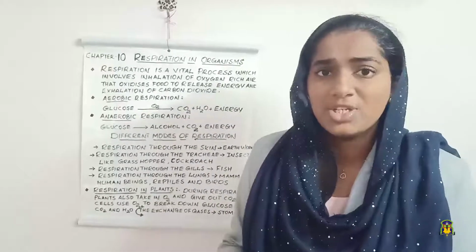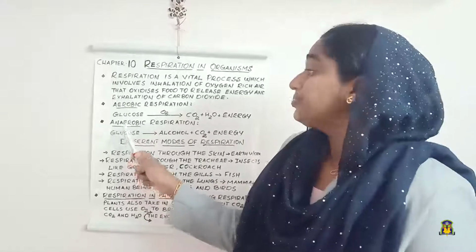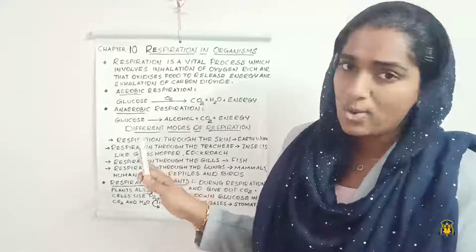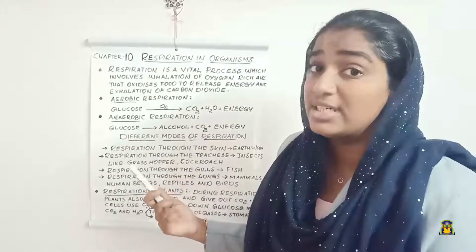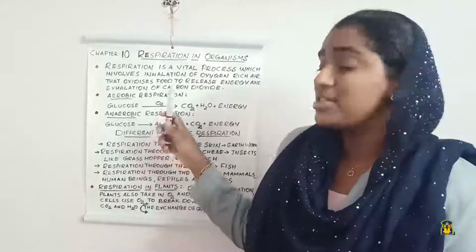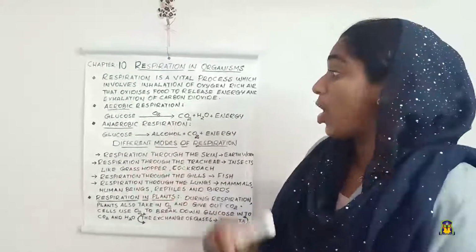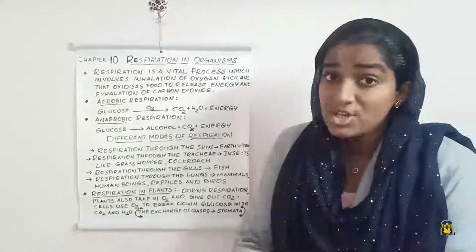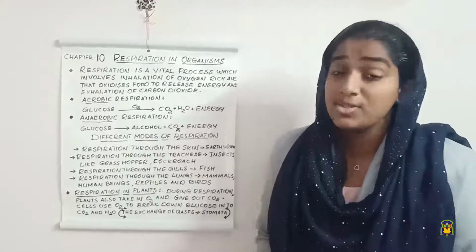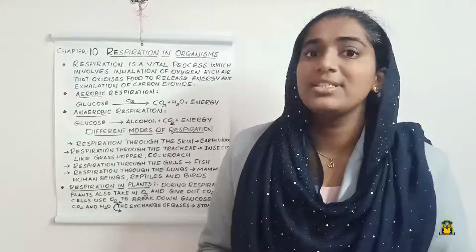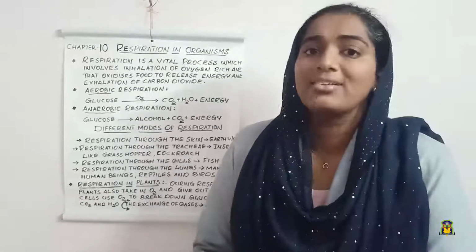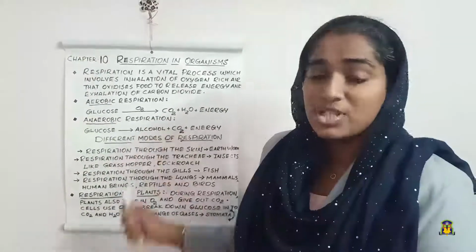What is anaerobic respiration? It is directly opposite. Anaerobic respiration is the breakdown of glucose in the absence of oxygen. There is no oxygen, and the glucose is converted into alcohol, carbon dioxide and energy. This is the difference between aerobic and anaerobic respiration. Aerobic respiration is in the presence of oxygen, anaerobic respiration is in the absence of oxygen. One example of anaerobic respiration is muscle cramps. Muscle cramps are felt because of the accumulation of lactic acid, which is produced in our muscles in the absence of oxygen. That's why muscle cramps develop.